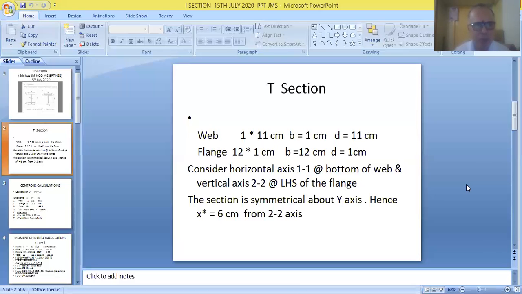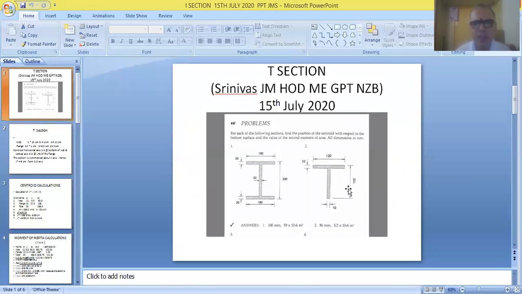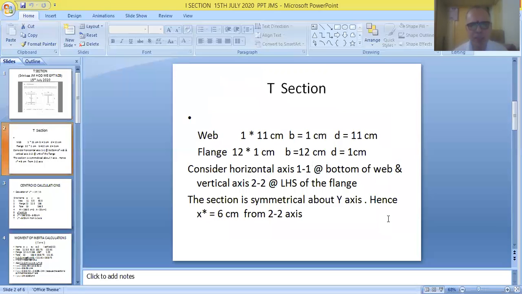And friends, now basically we have to find out the values of X bar and Y bar. If you look at the section, it is symmetrical about y-axis. If you divide the figure along a vertical line, both the sides will be similar. So it is said to be symmetrical about y-axis.